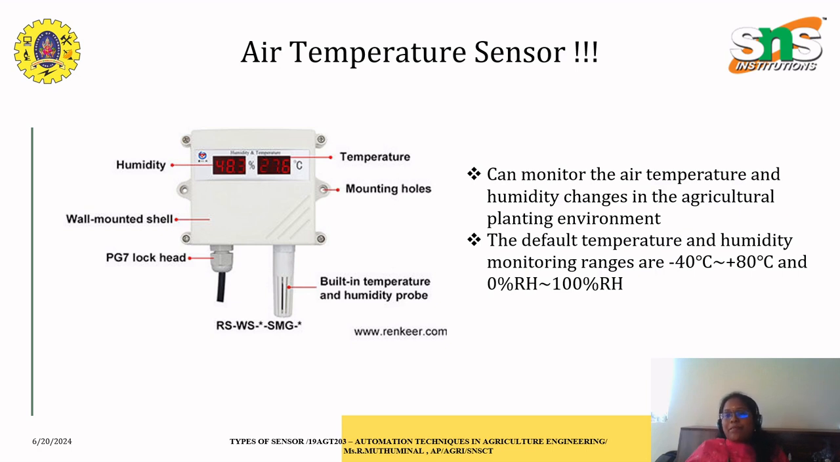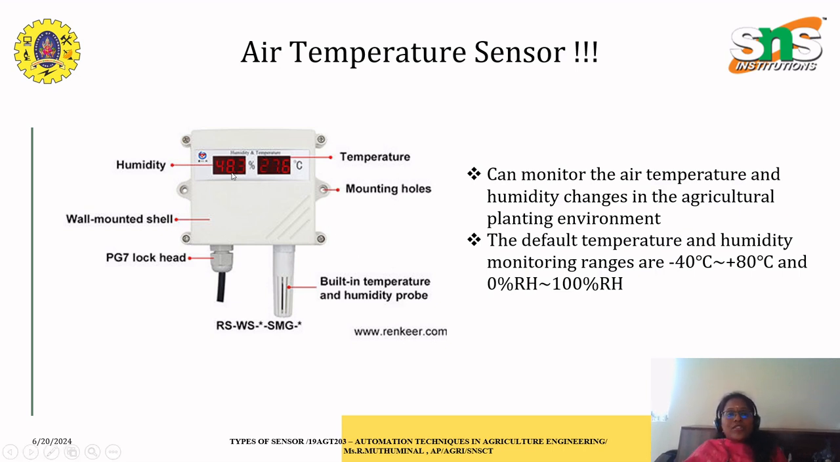The default temperature and humidity monitoring ranges will be between minus 40 degrees Celsius to 80 degrees Celsius, and also 0% to 100% humidity. So this is the range. If it varies between these two limits, it will continuously monitor throughout the season and intimate us. As you can see, this is how well it can sense.